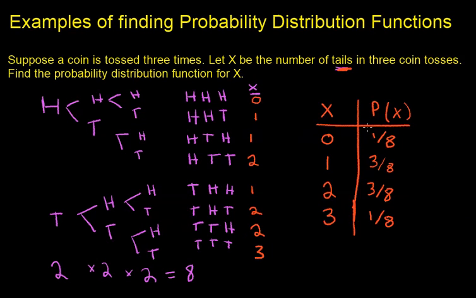Right, so there you go. That's your probability distribution function for this random variable, the number of tails in 3 coin tosses. Now you should always double check that the sum of this column equals 1, because that's the criteria for this to be a valid probability distribution function. So let's go ahead and add this up. 6, 7, 8. Yes, this equals 1. Okay, let's do one more example.